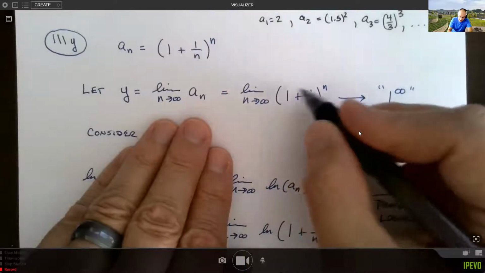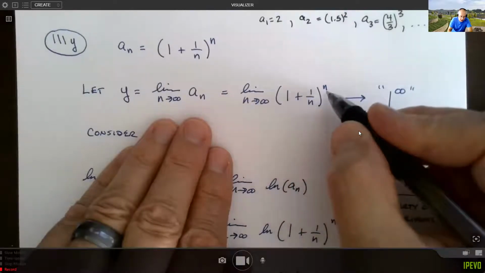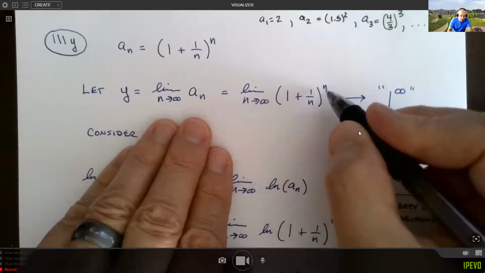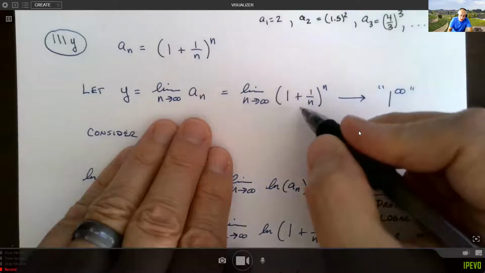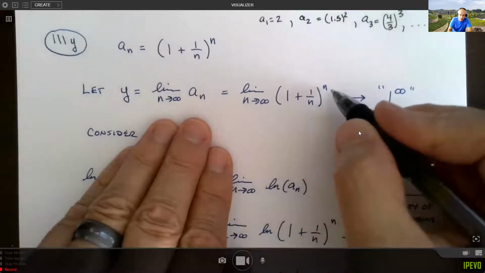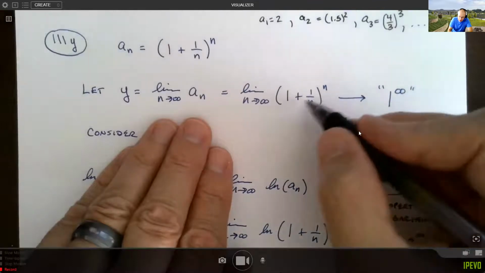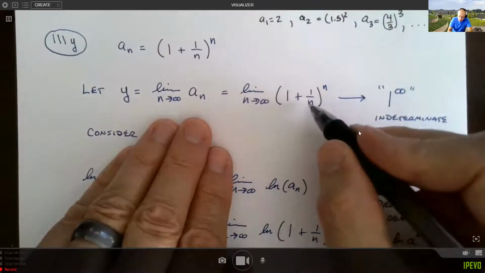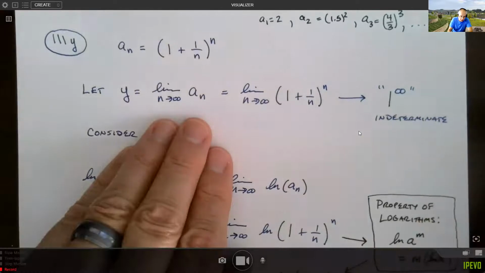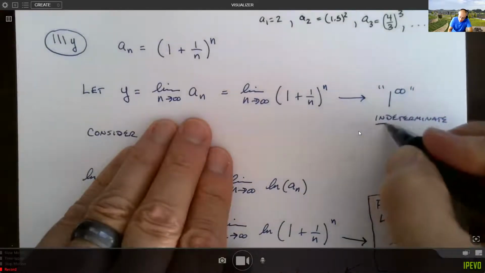Anything bigger than 1 raised to a bigger and bigger power is just going to get bigger and bigger. It's approaching infinity. So you see, we have a battle. That's why it's indeterminate. This limit could be 1, it could be infinity, or it could be something in between. We don't know. We don't have enough information. That's why we call this indeterminate.